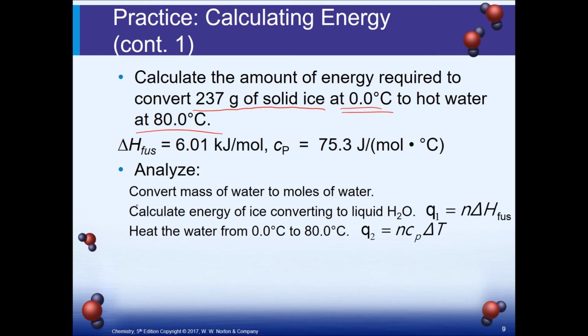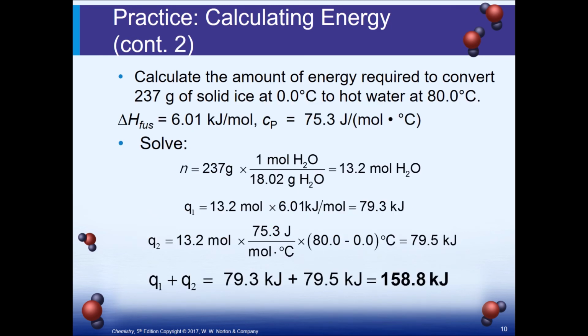So the first thing we're going to need to do is convert the mass of water into moles of water. Then we're going to calculate the energy to convert the solid ice into a liquid, using the enthalpy of fusion. And then we will finally heat the water from 0 degrees Celsius to 80 degrees Celsius using the equation that Q is equal to the number of moles times the molar heat capacity times the change in temperature. Once we've got those two different energies, we'll just add those together to get the total amount of energy.